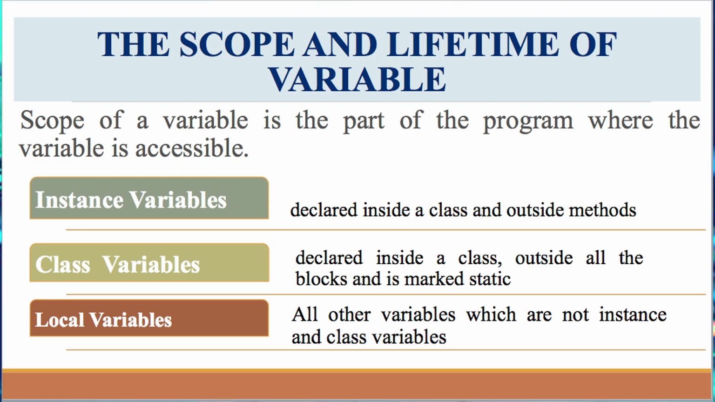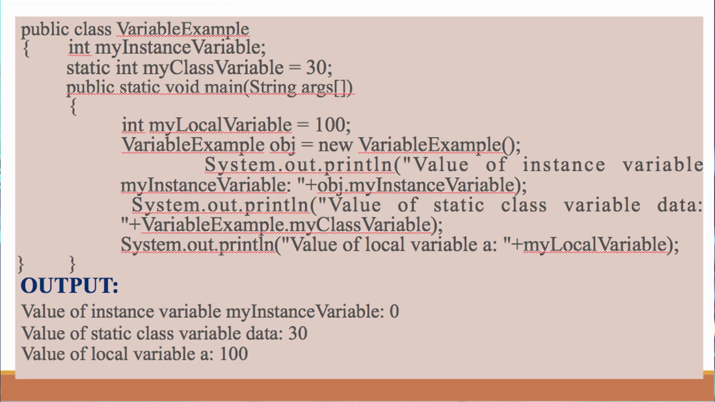You can see in this program we have three different types of variable. The name of the class is public class VariableExample, and inside the class we have an instance variable, integer myInstanceVariable, and static integer myClassVariable, which is a static type variable initialized to 30. Then integer myLocalVariable equals 100. So we have three variables defined here, and the local variable has the value 100 assigned to it.